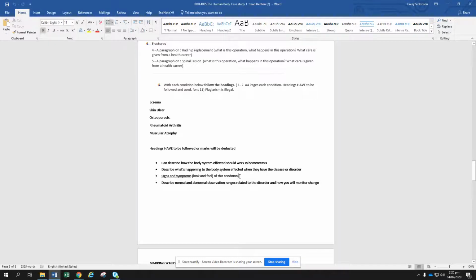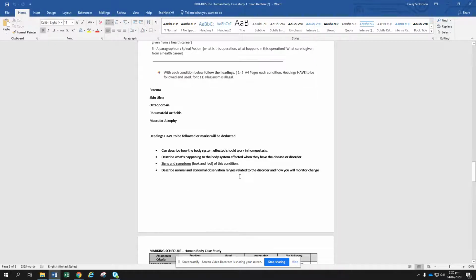I want you to find as many signs and symptoms, look and feel of this condition, that you would see and the person would feel. And be clear what you see and what the person feels. Then the last one is describe the normal and abnormal observation ranges related to the disorder and how you monitor change. So with eczema, you're going to be observing the patchiness, the redness, is it aggressive? Has the topical cream that person's been using made it better? Are the areas spreading, going wider, or are they reducing? So how are you going to monitor that change?